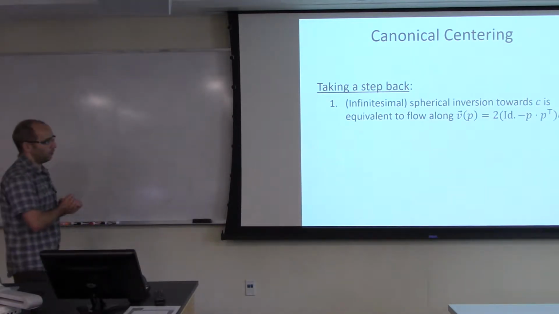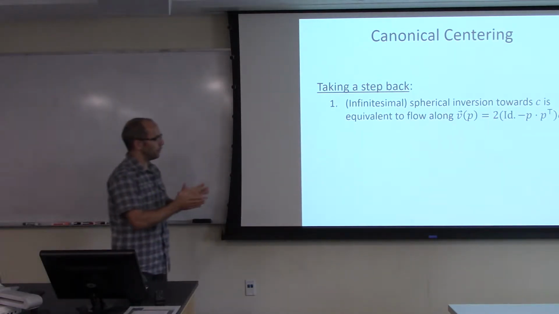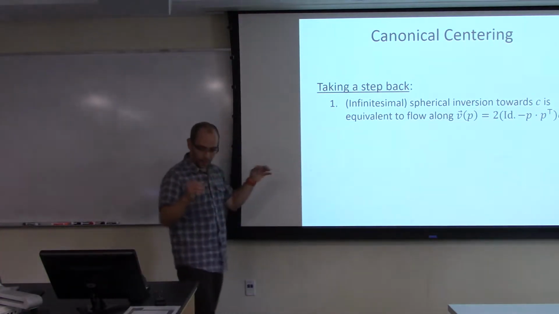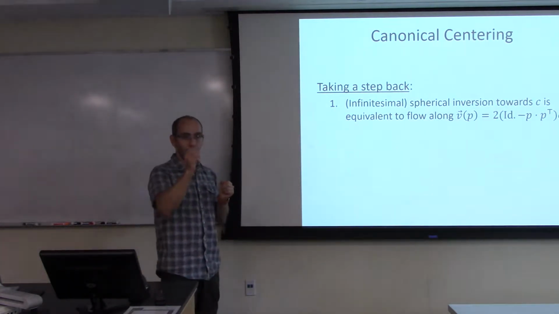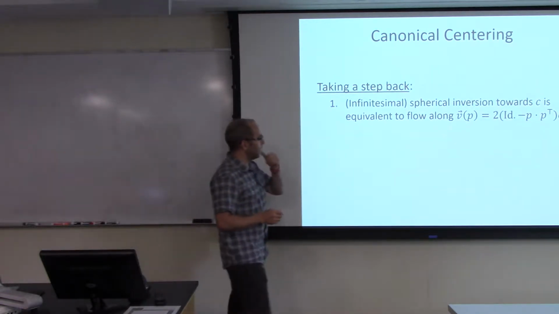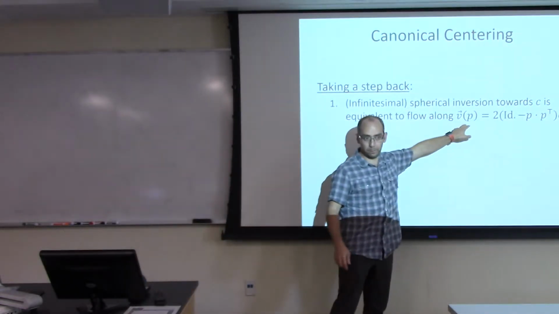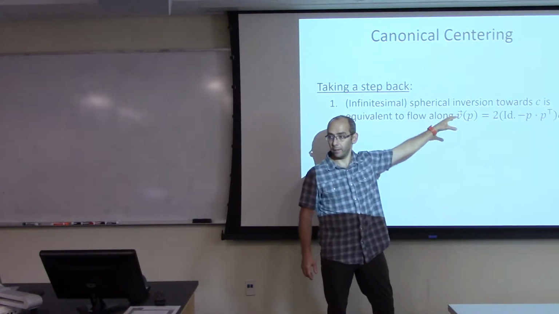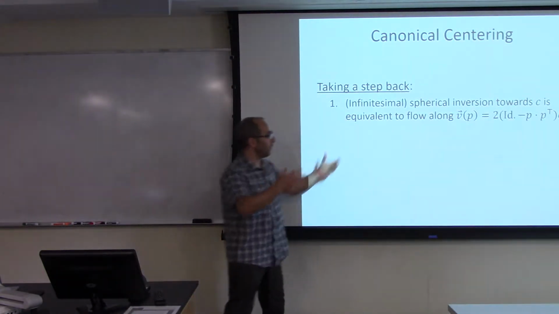Let's take a look at what's going on here. So what did we show? We showed that if you have an inversion that you're applying in direction C, what it does is it flows a point P along this vector field, the projection of C onto the tangent plane at P. That's how point P is going to move under this inversion.